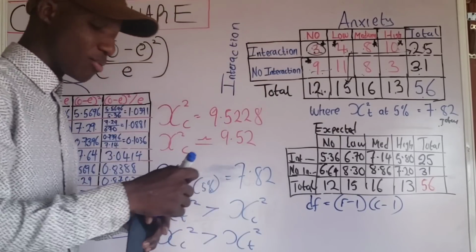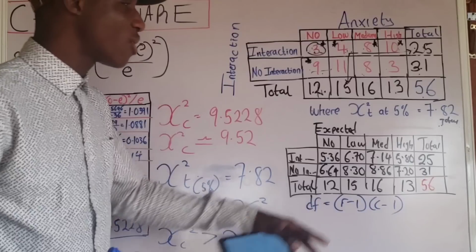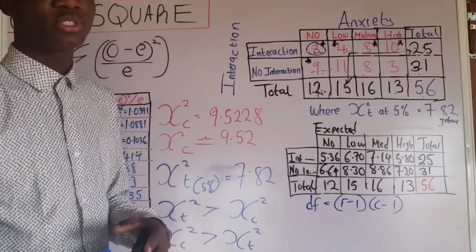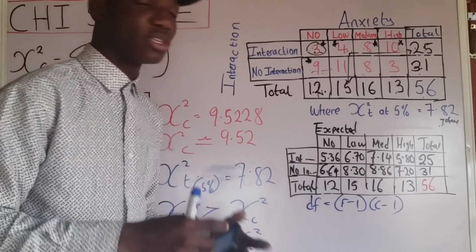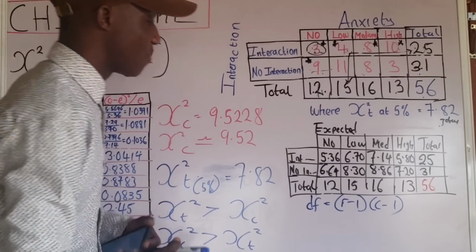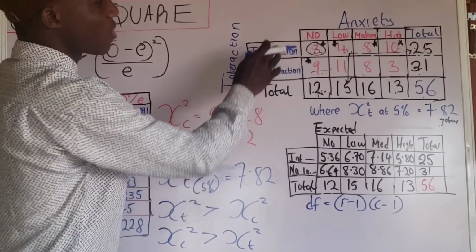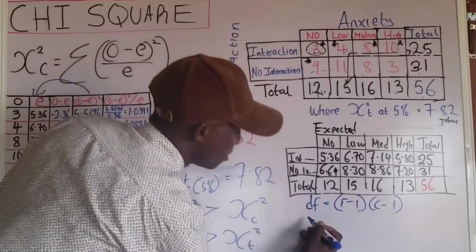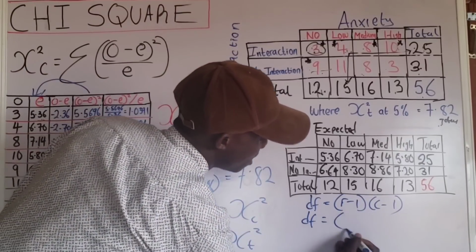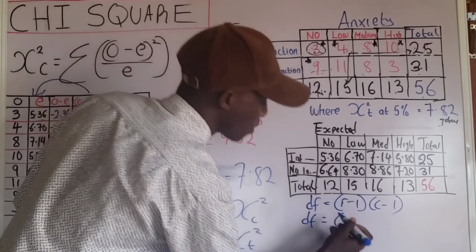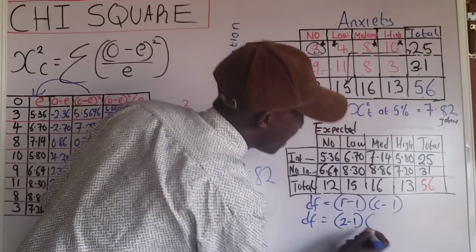Do you understand? I'm going to explain. Look, R means the number of rows that we have, and C means the columns that we have. Now, if I'm to calculate the degree of freedom for this data, please pay attention. The degree of freedom is equal to the rows that we have. We have two rows, which is 1 and 2. So I'm going to have 2 minus 1 multiplied by C minus 1.